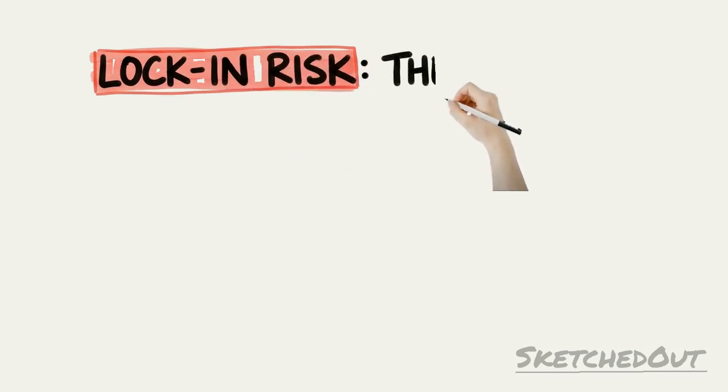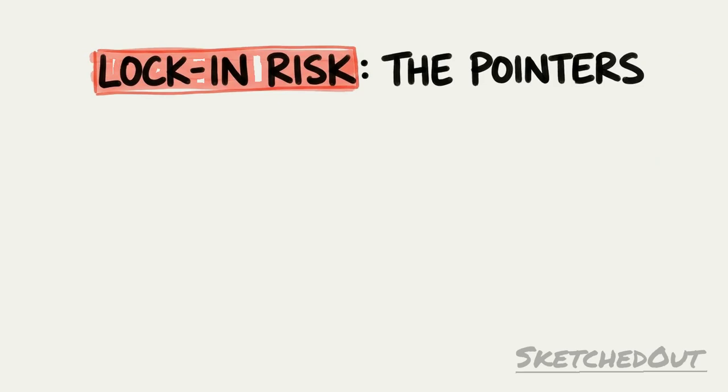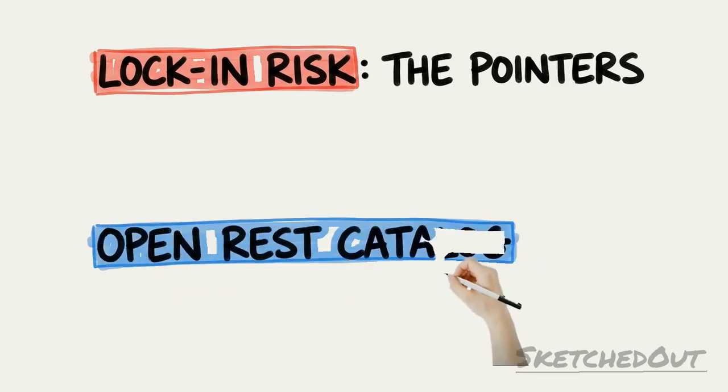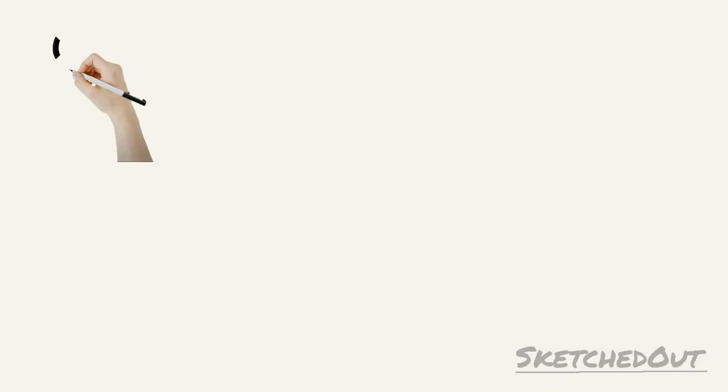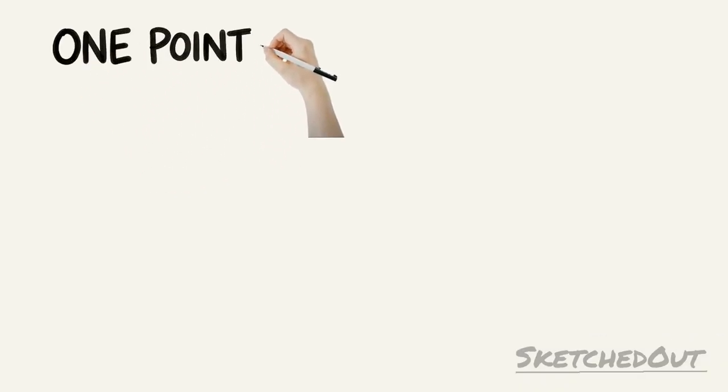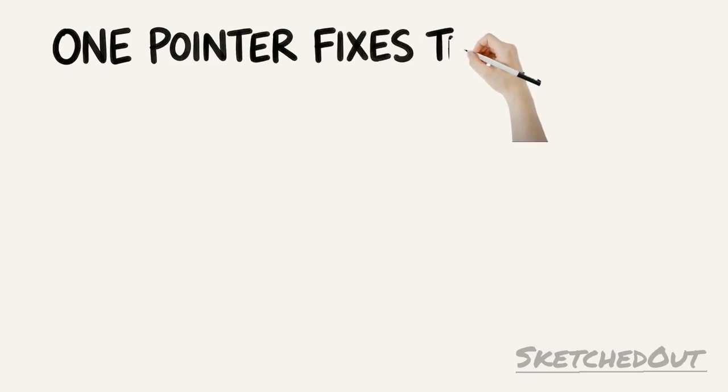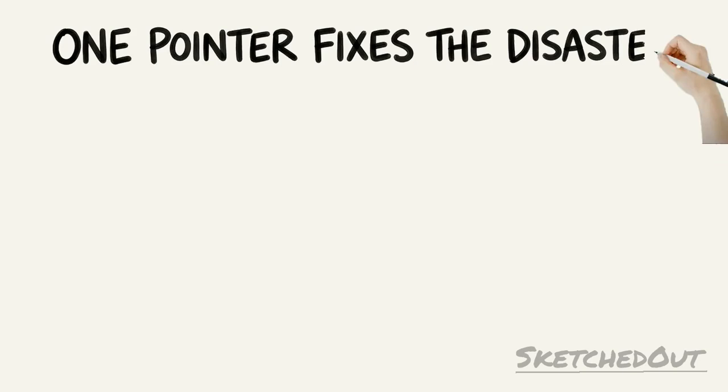The format is open, so the risk was never the data, it's whether the thing holding the pointers is something you can walk away from, which is a large part of why an open REST catalog specification became such a focus. Now, why does one pointer fix our 2 o'clock disaster? Because it turns every possible change to a table into the same tiny operation.